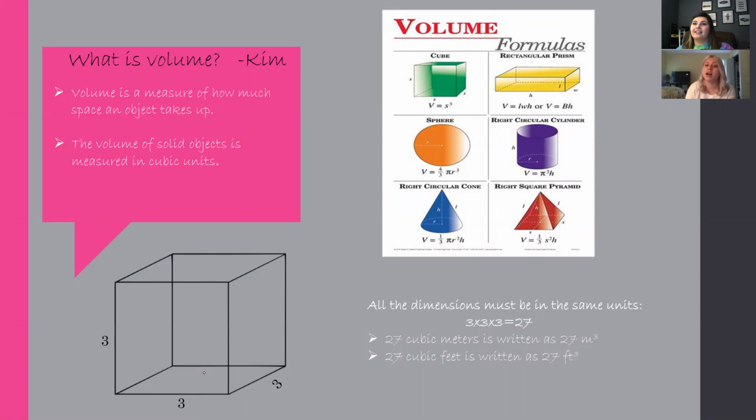Of course. The right circular cylinder is volume equals pi r squared times height. Right circular cone is volume equals 1/3 pi r squared times height. And I've used that a lot personally in my life, so I kind of just remember that right circular cone for some awkward reason. And then we also have the right square pyramid, which is volume equals 1/3 s squared times height.